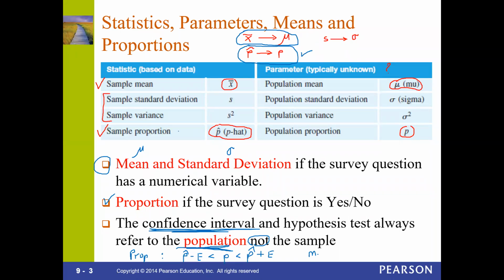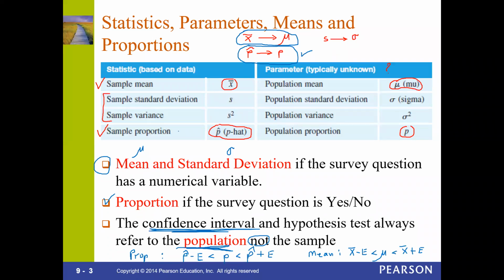For mean, it goes like this. It's going to give you X bar minus E less than mu less than X bar plus E. As you can see, they follow the same pattern. The only difference between the two is that the E is not the same. Okay? It's not the same.